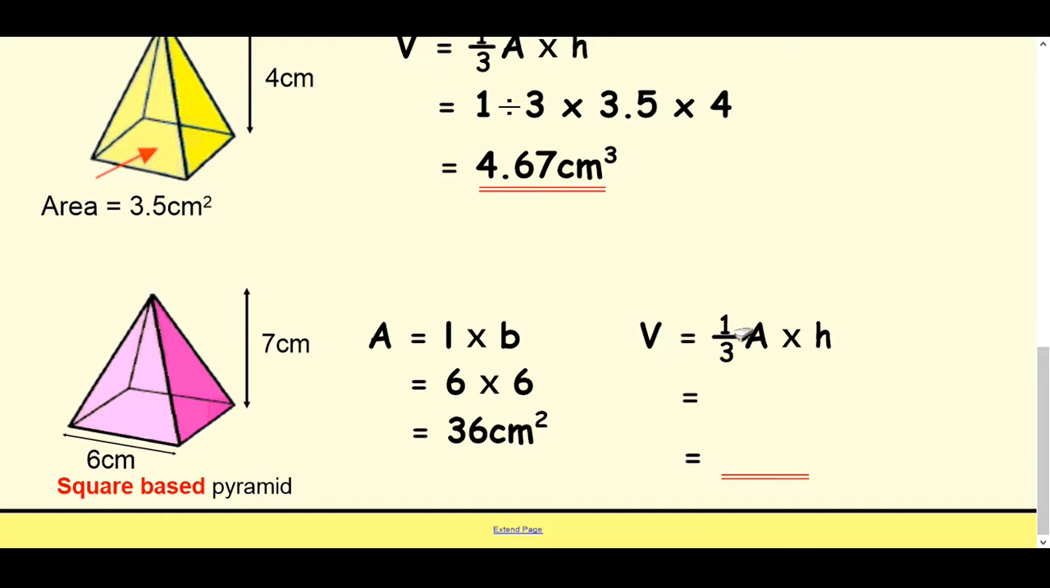So the volume of the pyramid is 1 divided by 3 times 36 times 7, which is your height. And if you type all that in correctly, you'll get 84 centimetres cubed. Okay, this is very, very similar to the volume of a cone, and we'll look at that in the next lesson.